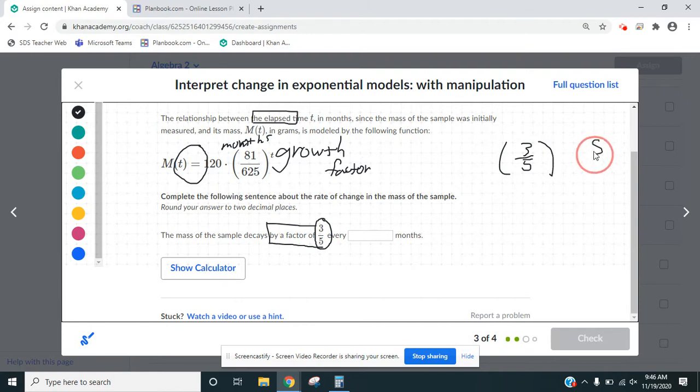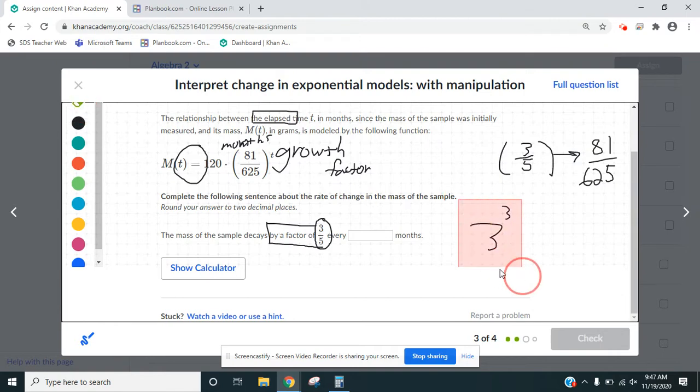So what we need to figure out is how can we go from 3/5 to 81 over 625? What exponent can we use to get there? 3, maybe? Okay, so 3 to the third, is that 81? No, all right. It's to the fourth, yeah. So it has to work for both, obviously, right? And so 3 to the fourth is 81. 5 to the fourth is 625. You could guess and check, right?